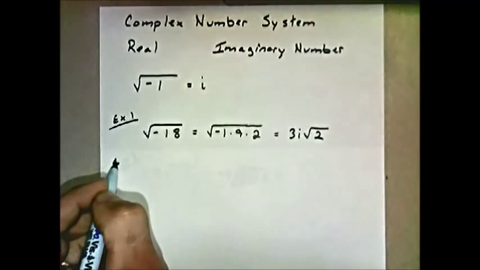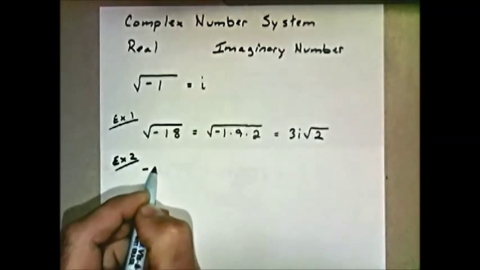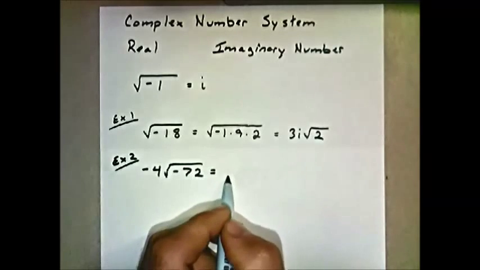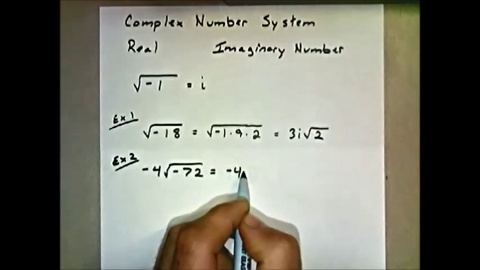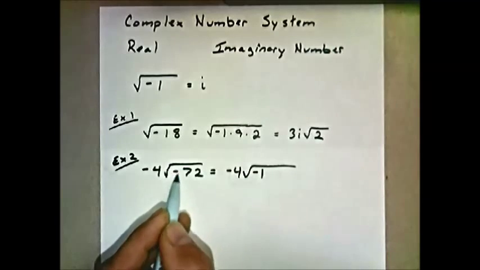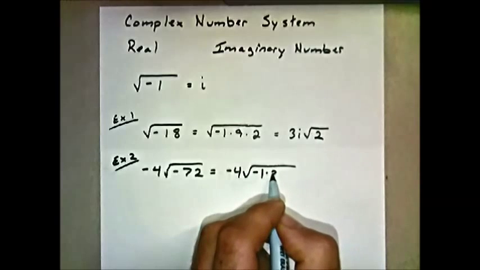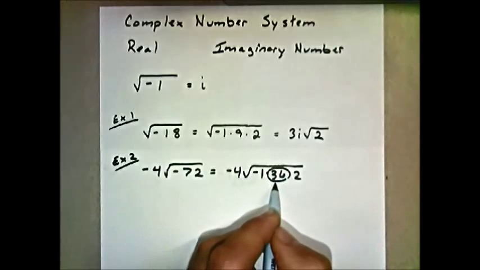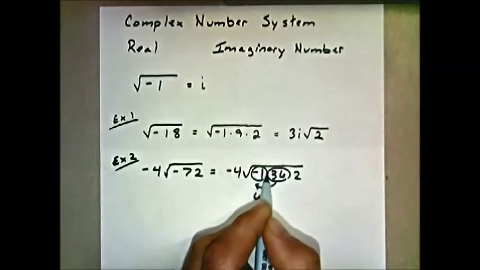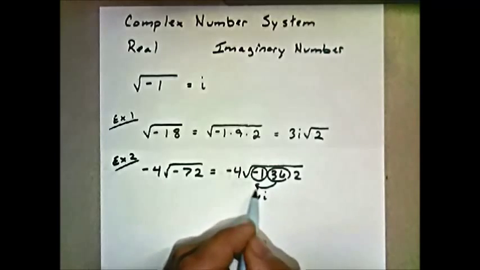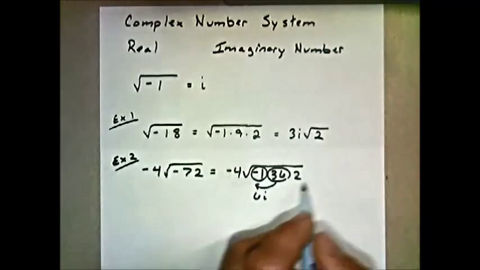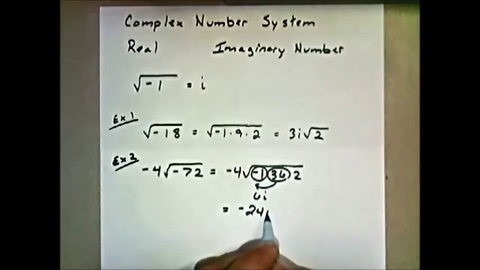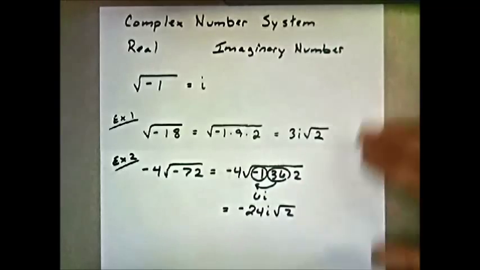In example 2, let's take negative 4 times the square root of a negative 72. Well, 72 we can break up. We have negative 1 for our negative. 72 is 36 times 2. Square root of 36 we know as 6. And negative 1 is i. So we're going to multiply that 6i to negative 4 and get our final answer of negative 24i radical 2.